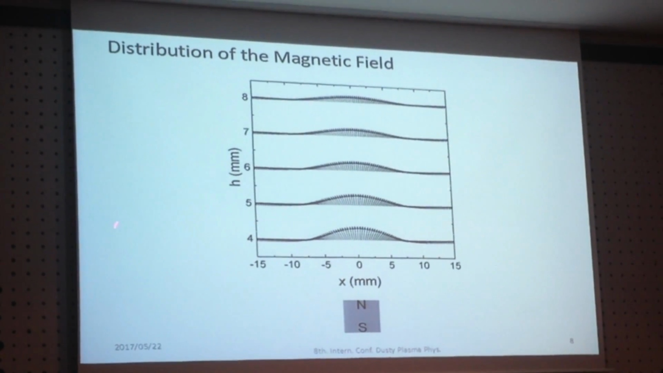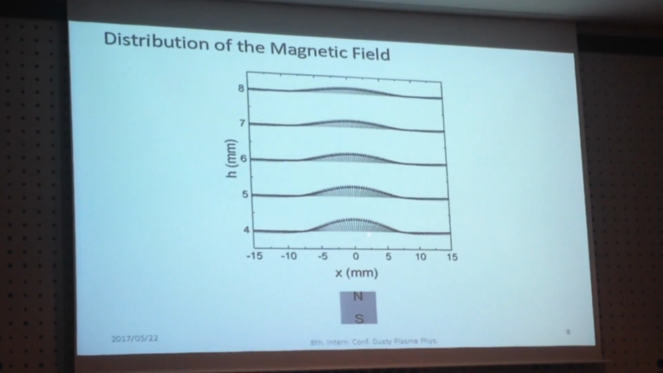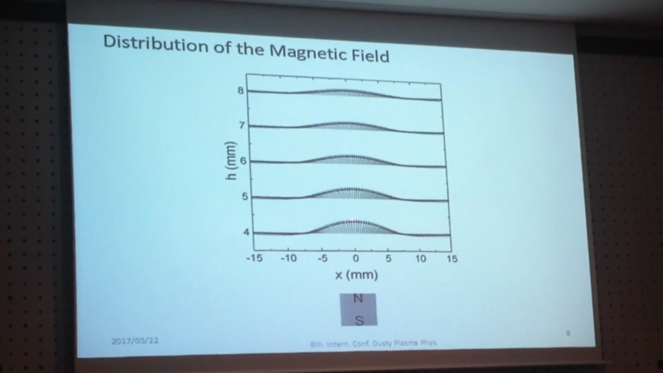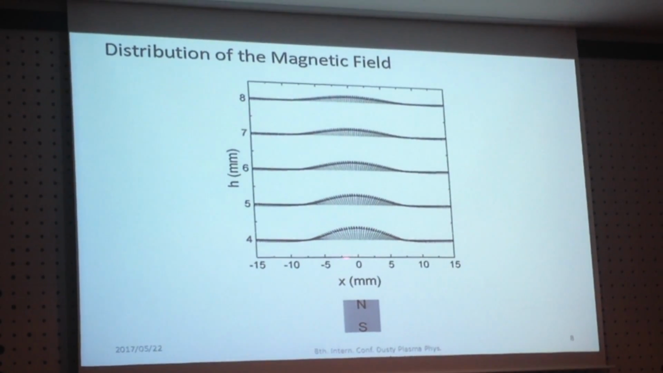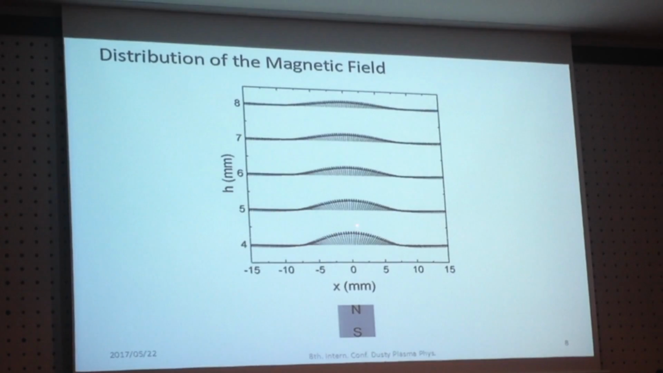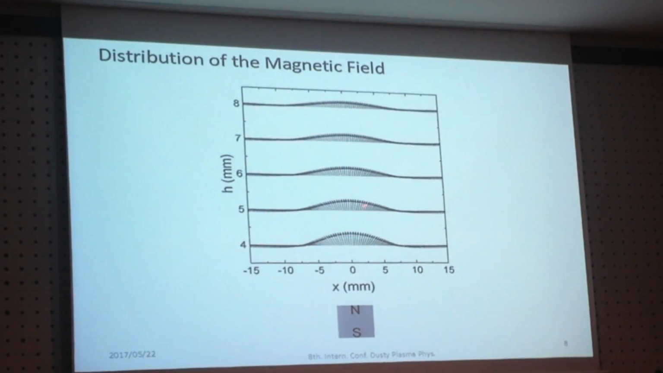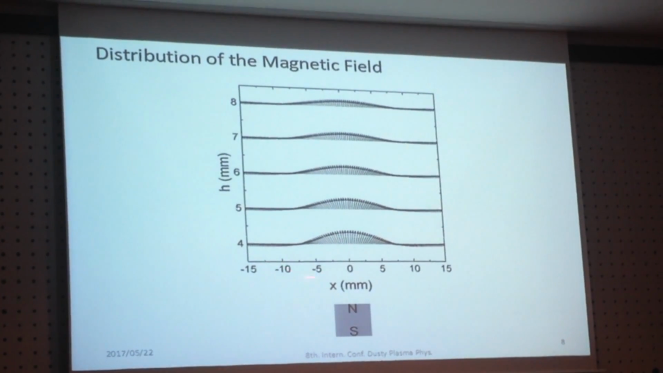This is the magnetic field profile. The length of the arrow corresponds to the strength of the magnetic field, and the direction of the arrow corresponds to the magnetic field direction.